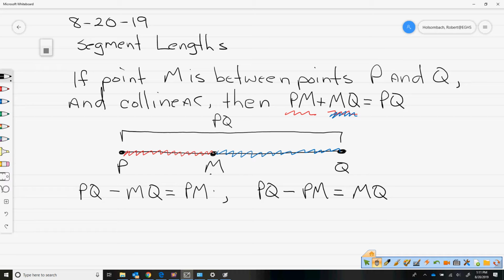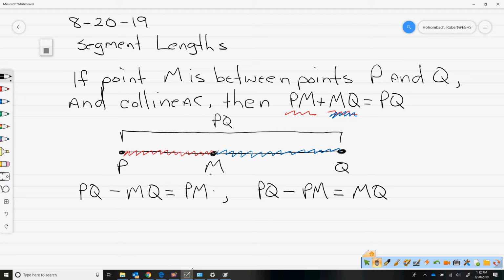Does that make sense to everybody? All right, you got it. Two small pieces and the entire piece. If you add the two small ones together, it gives you the length of the entire piece. If you know the entire piece and you subtract one of the small ones, then you know the length of the other piece. Yes? No, you can call the blue piece MQ or QM. Same with the red piece. The order of the letters right there doesn't matter.